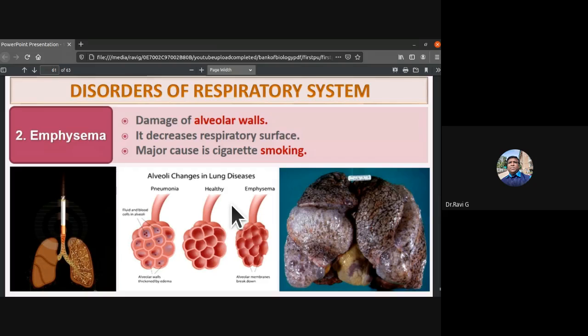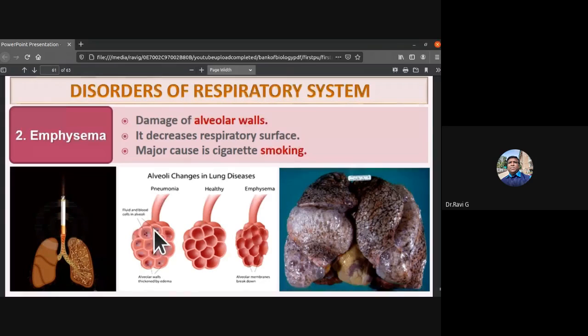It causes lung cancer. Whenever they are smoking, they let the smoke through the nostrils and the mouth, so the lungs are going to get affected by this habit of smoking. The damage of alveolar walls takes place in the lungs. It decreases the respiratory surface. So the major cause is cigarette smoking.